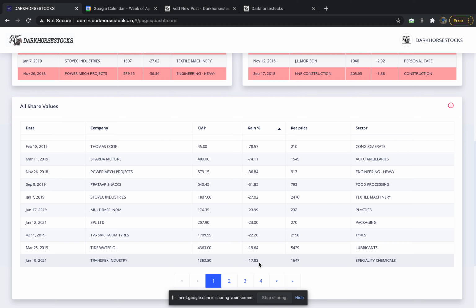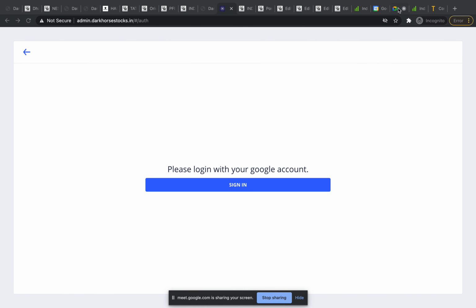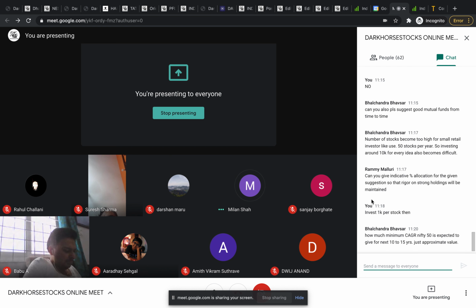So my point is that there are no dark horse stock ideas that we suggest that would indicate significant downside where you should refrain from investing in these companies. So that is one of the reasons that we are not providing the closed position or something like that for all the ideas, because there are hardly a few stocks that would require such comments.